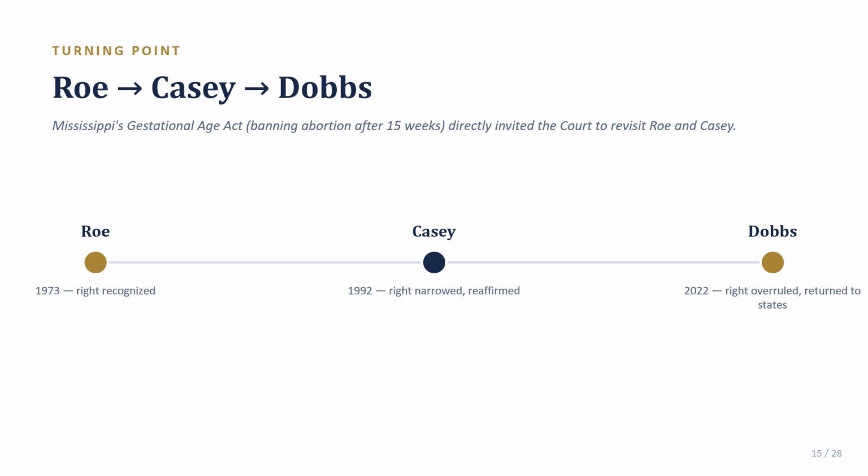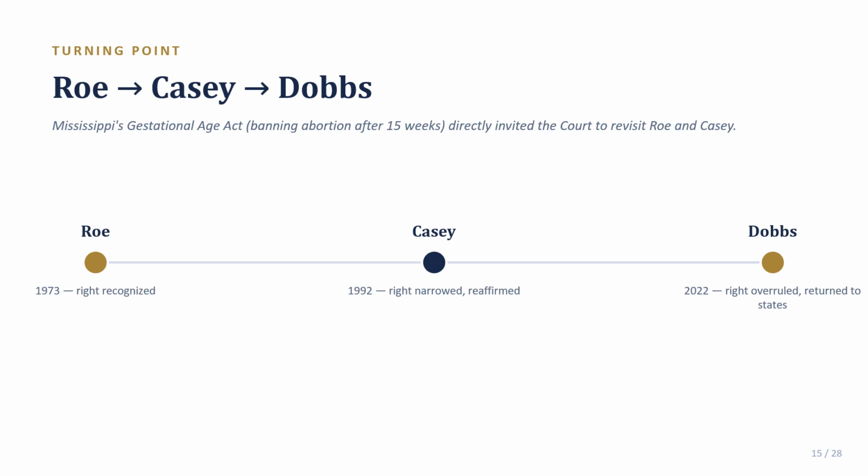Now, I want to be precise about exactly what Dobbs held, because this gets oversimplified constantly in public discussion. Dobbs did not make abortion illegal nationwide, and it did not hold that states must ban abortion. Dobbs held that the Constitution does not confer a right to abortion. The authority to regulate abortion is returned to the people and their elected representatives, meaning individual state legislatures, and in some states, direct ballot initiatives.